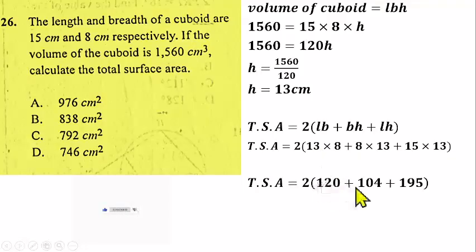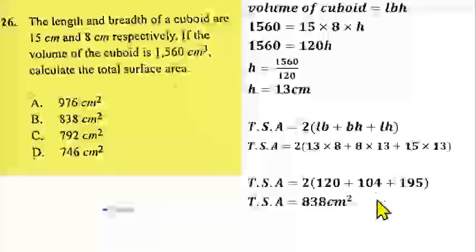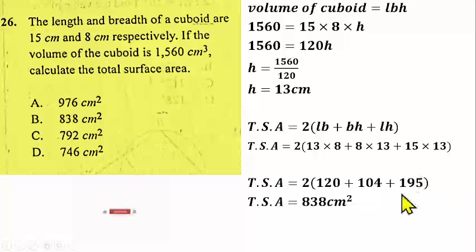So you see, I have 120, so there has to be an omission or error. If you simplify that further, we have 120 plus 104 plus 195 multiplied by 2, that gives us 838 centimeters square as the total surface area of the cuboid. So option B is the correct option for question number 26.